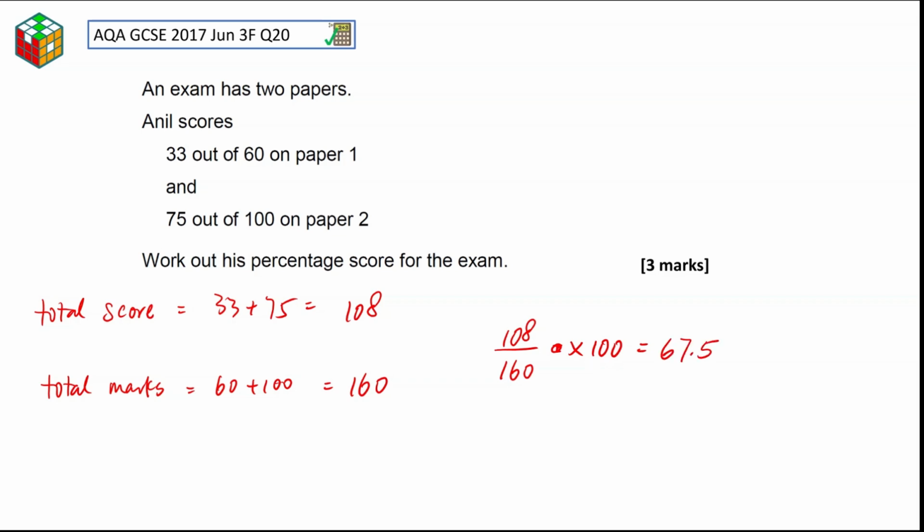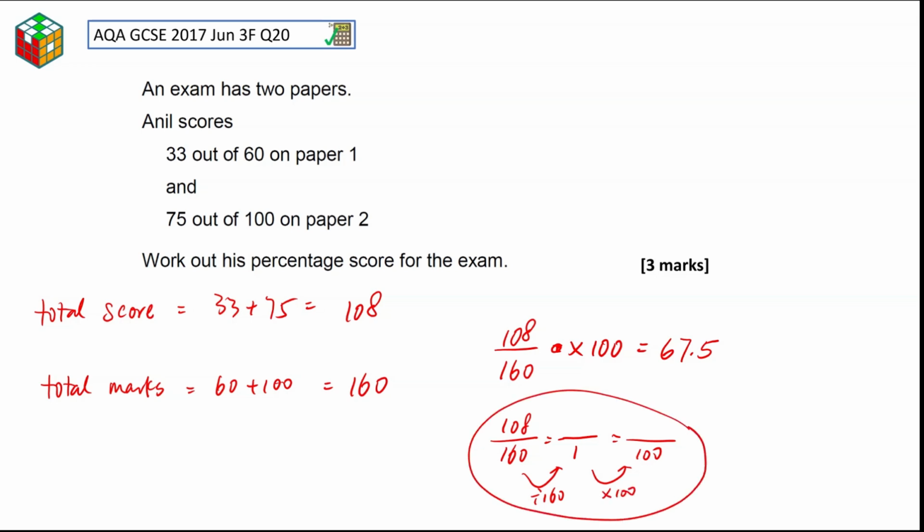67.5. In case it's a non-calculator paper or you need to know how it works, you find out the 1%, then you find out your 100%. So you divide it by 160 and then times it by 100. Just a piece of knowledge for you in case something similar comes up in a non-calculator paper. But the numbers are going to be so much easier for you to work with.